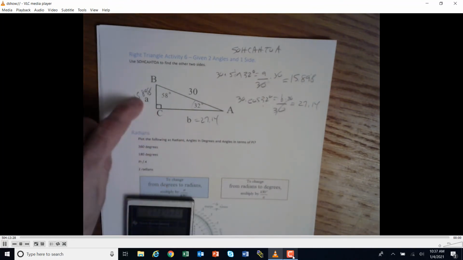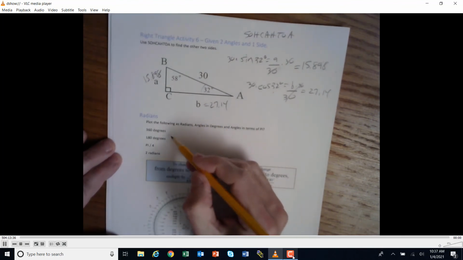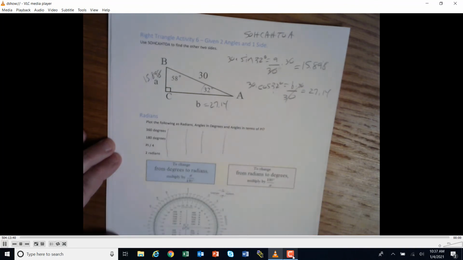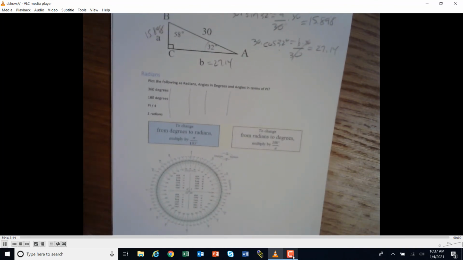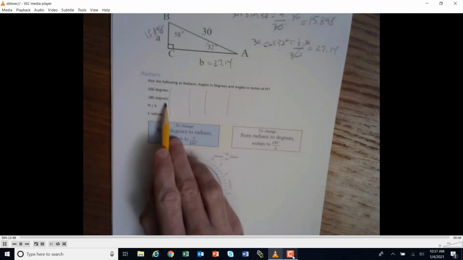And Pythagoras would prove that would be true. Okay. Next, we're going to plot the following as radians. Angles can be designated in degrees or radians. If we take a look at 360 degrees, we don't know what that is in radians. We're going to have to do a little math here to get these as radians.